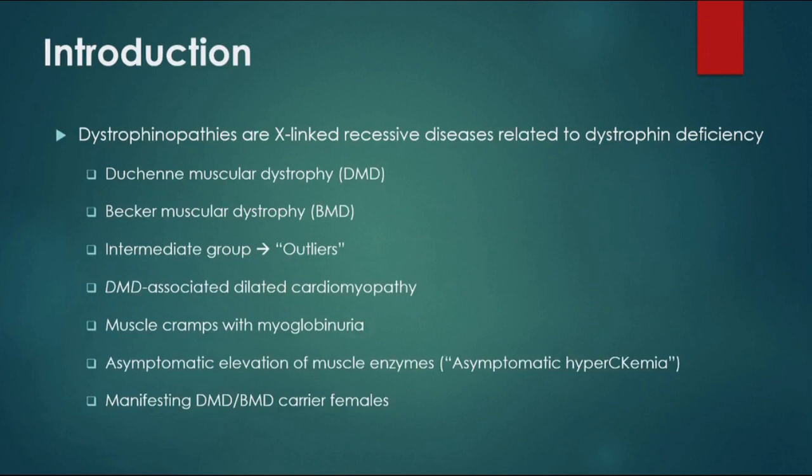Dystrophinopathies are X-linked recessive diseases that are related to dystrophin deficiency. They encompass the spectrum of disorders that include Duchenne and Becker muscular dystrophies, as well as the intermediate phenotype and DMD-associated dilated cardiomyopathy. DMD is the gene here. The gene's name is also DMD, and that's why it is put in italics. As well as muscle cramps with myoglobinuria, sometimes asymptomatic elevation of muscle enzymes, also called asymptomatic hyperCKemia, and manifesting carriers of DMD and BMD.